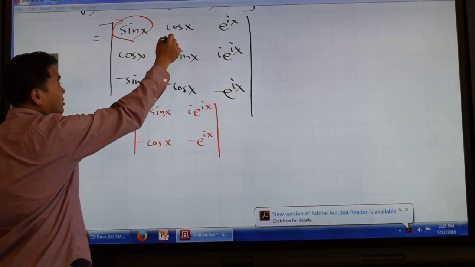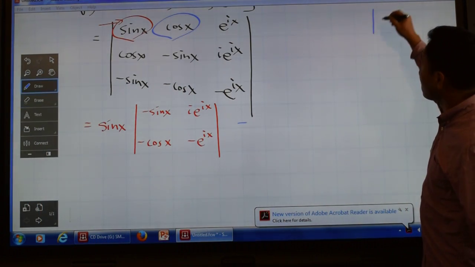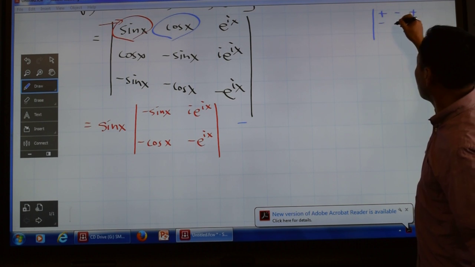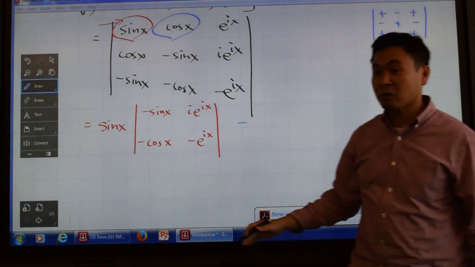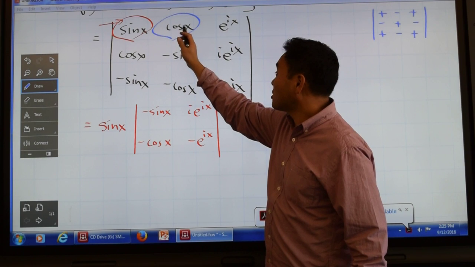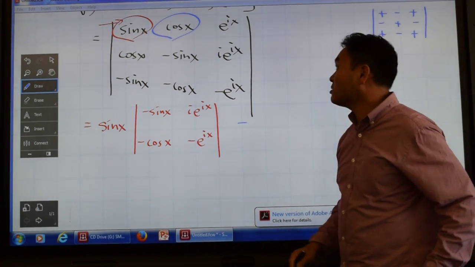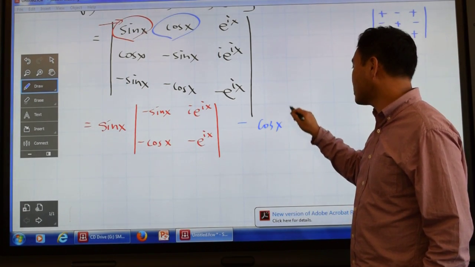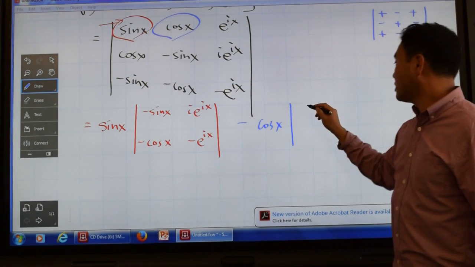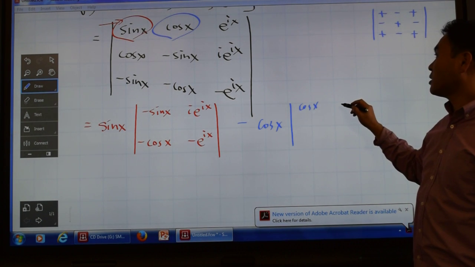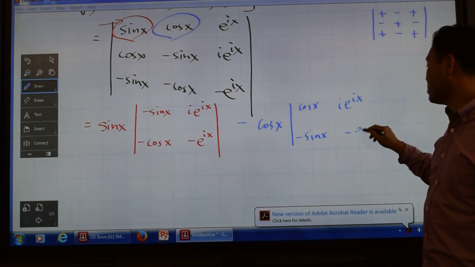And then let's choose the next element, which is cosine. And by the way, don't forget the checkerboard of signs that you need to apply when you do the expansion. So if I take this element, for the blue, it has a minus, right? So I put the minus, cosine x. And then deleting the row and the column containing cosine x, I get cosine x, i times e to the ix, negative sine x, negative e to the ix.